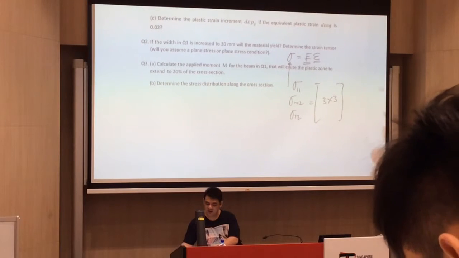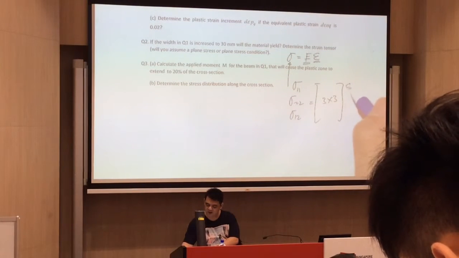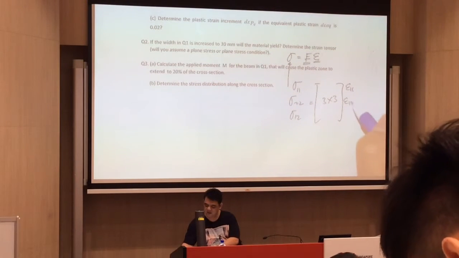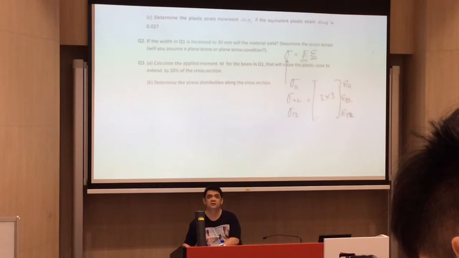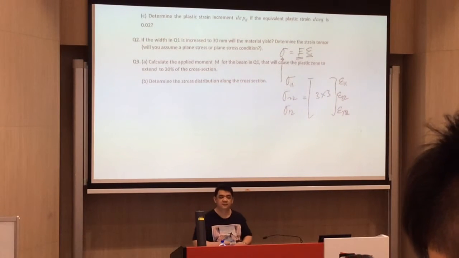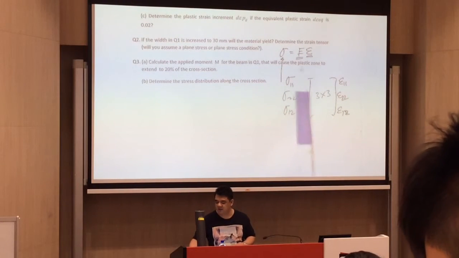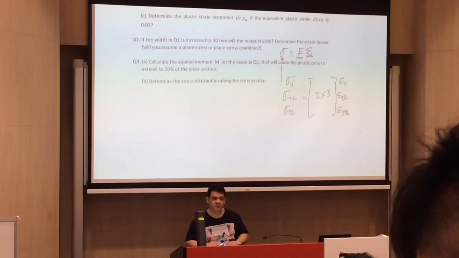You have an equation there. And then you have this one to be epsilon 1,1, epsilon 2,2, epsilon 1,2. So this will be very much dependent on your assumption.